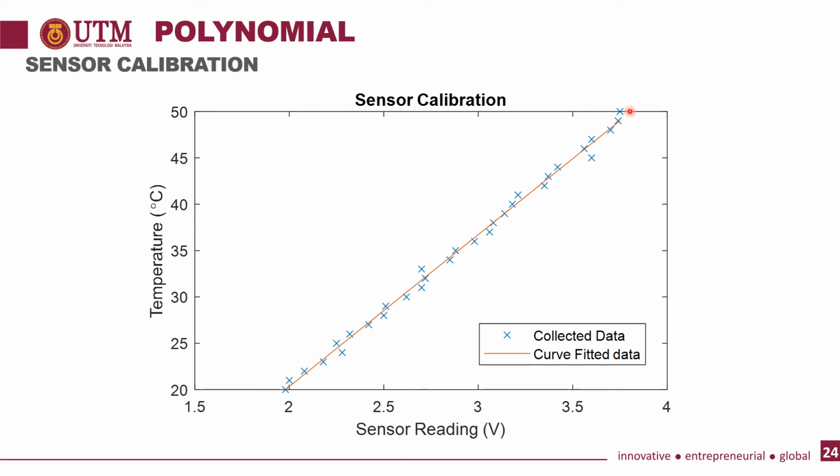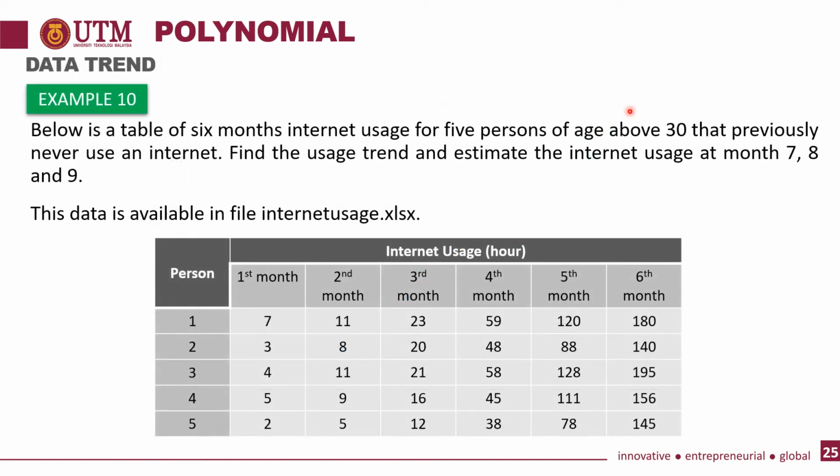Next we will take a look at example number 10. Example number 10 is a table of 6-month internet usage for 5 persons of age above 30 who previously never used the internet. Find the usage trend and estimate the internet usage at months 7, 8, and 9. This data is available in the file internet usage.xlsx. I think you can do it by yourself because the data is already here. If I get this file from the coordinator, I will give it to you.